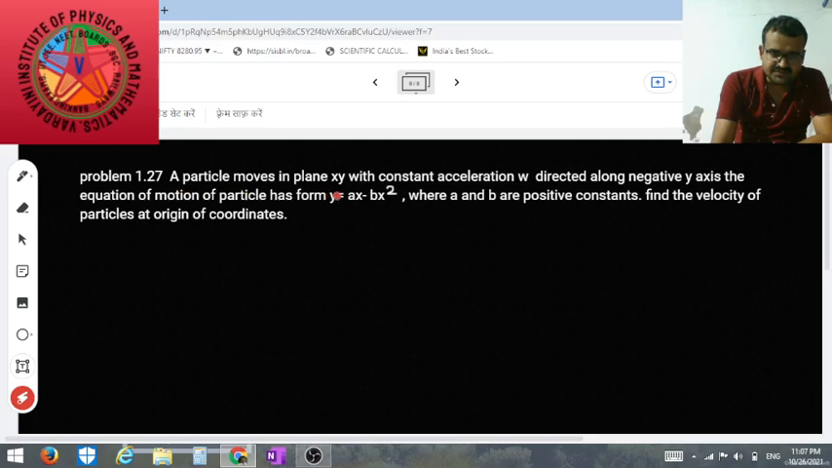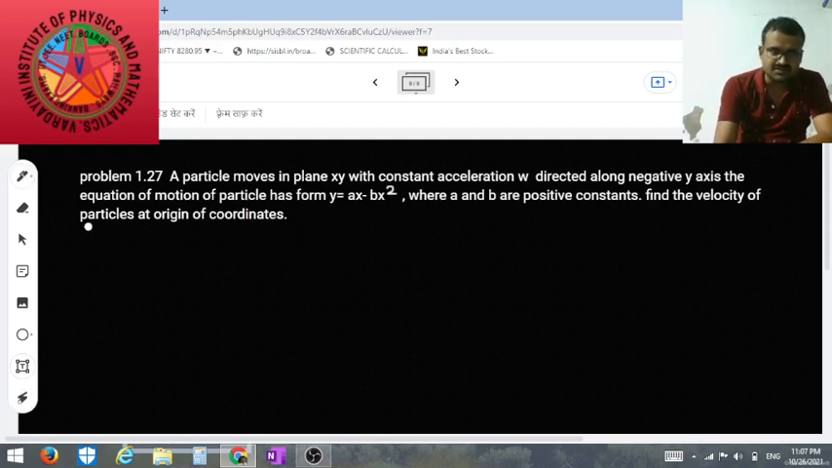A particle moves in the xy plane with a constant acceleration w. That acceleration w is directed along the negative y-axis. The equation of motion of the particle has the form y equals ax minus bx squared, where a and b are positive constants. The question is, find the velocity of the particle at the origin of the coordinates. So here we have to determine the velocity of the particle at the origin. So how to deal with such questions?